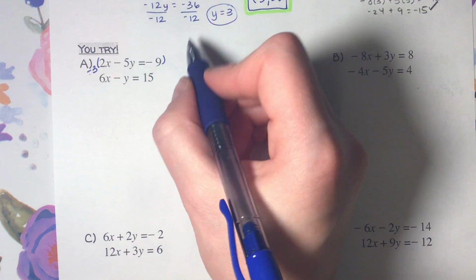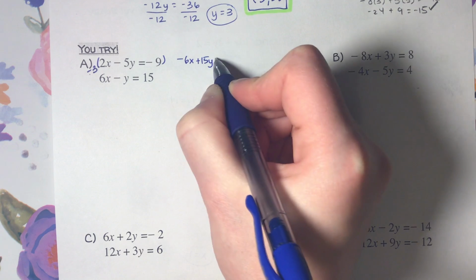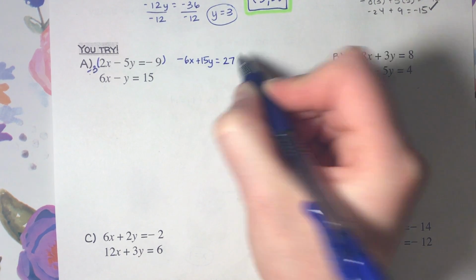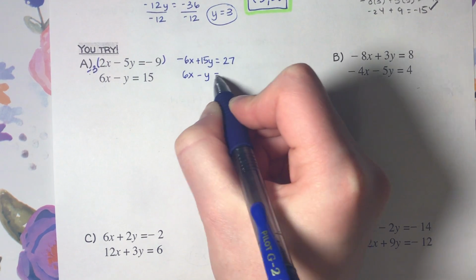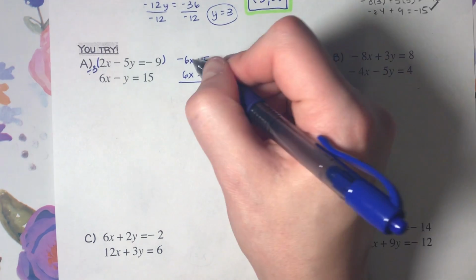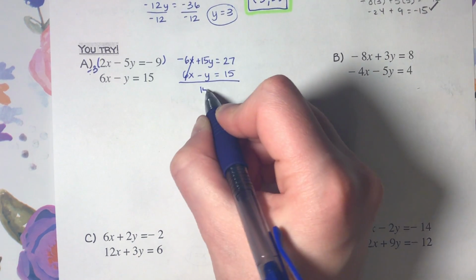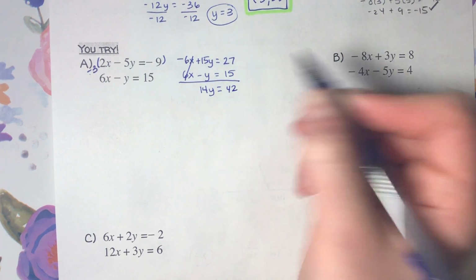So let's rewrite this. That's going to get me -6x plus 15y is equal to 27. And then the bottom equation is staying the same. And then add them up. So our x's cancel, and I have 14y is equal to 42.